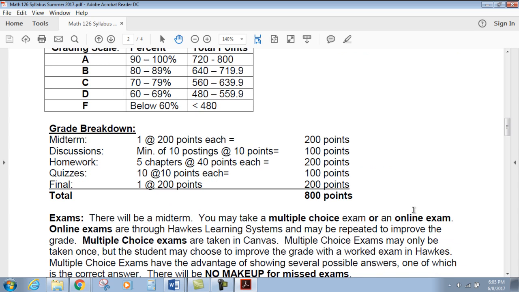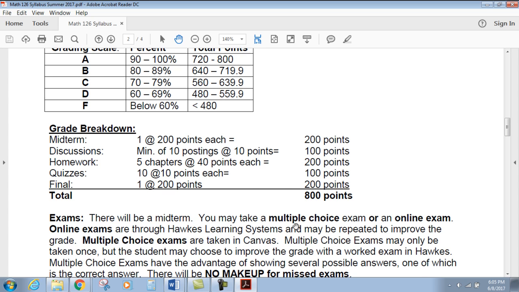Okay, midterm. You get one of those at 200 points. Discussions, you have to have at least 10 postings at 10 points each. You can do more than 10 though. Homework, 5 chapters at 40 points each. Quizzes, 10 at 10 points each. There are actually 11 quizzes. We take the top 10 though. And the final exam, 1 at 200 points, for a total of 800 points.